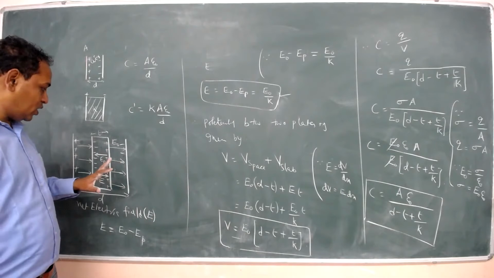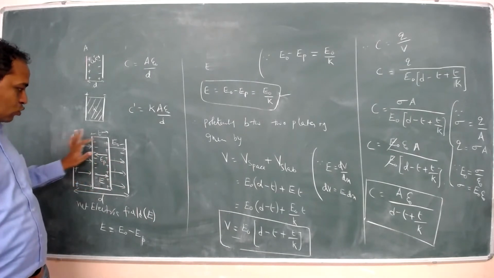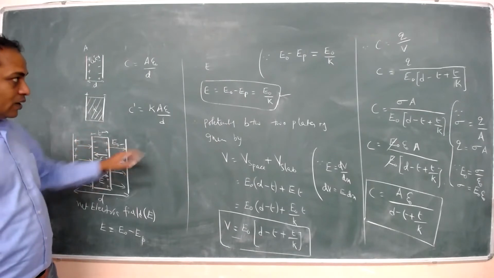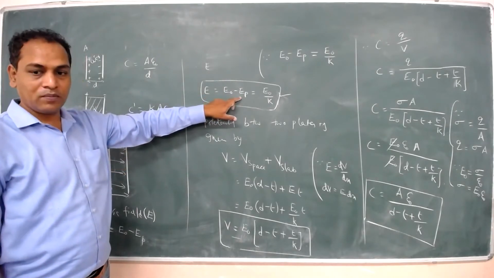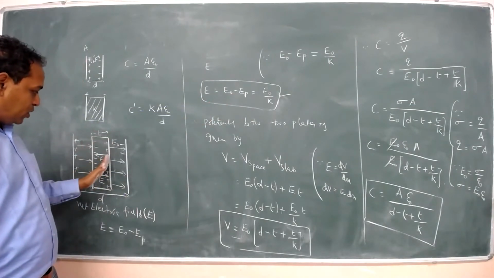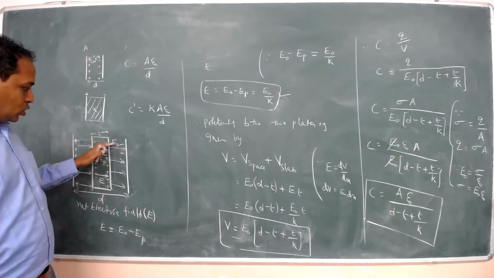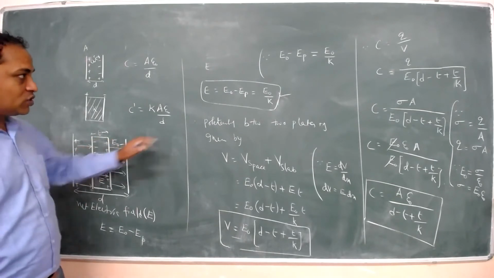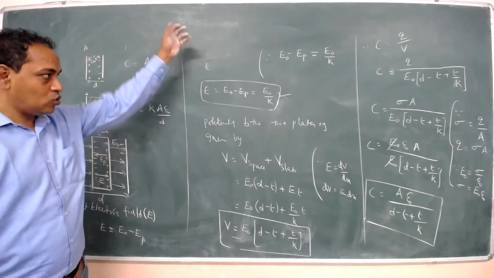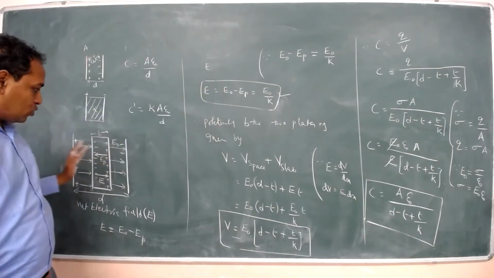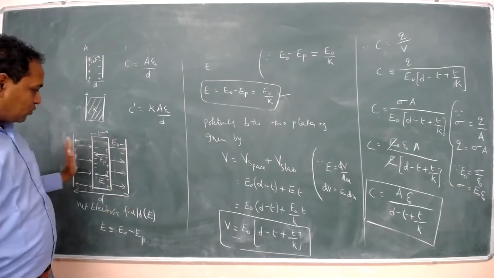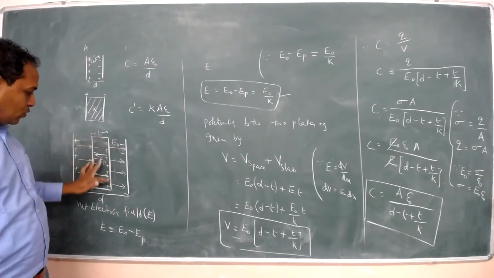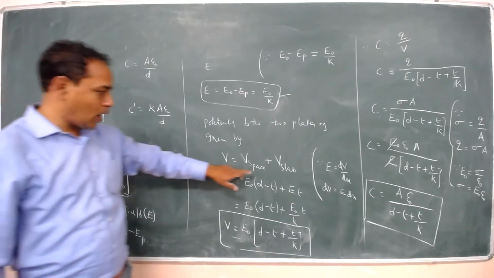See what I have calculated. First, I have calculated the electric field outside, which is nothing but E naught. Therefore, between these two, the net electric field is E naught minus EP. E naught is outside, EP means the opposite one, which is polarized. So the difference between these two electric fields is called the electric field in this direction, which is given by this value. After that, I have calculated the potential between the two plates, which is nothing but the potential in the space plus the potential across the slab.